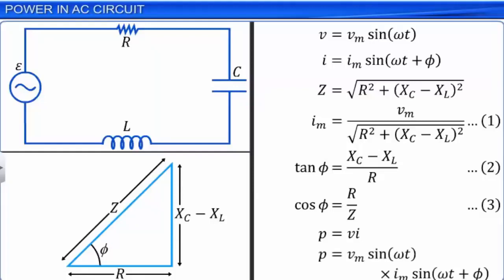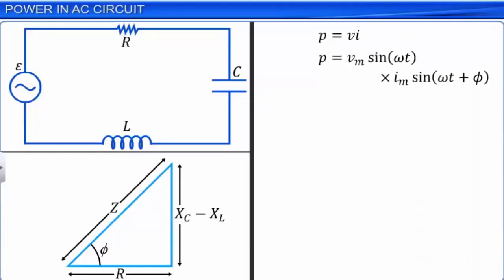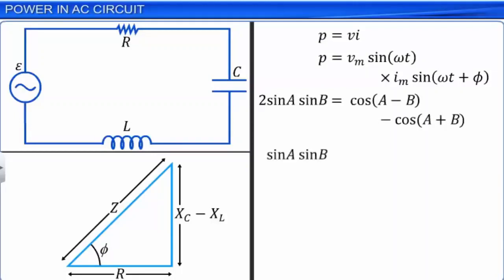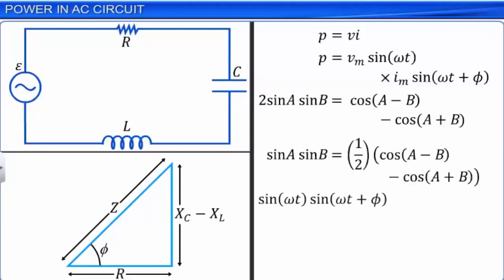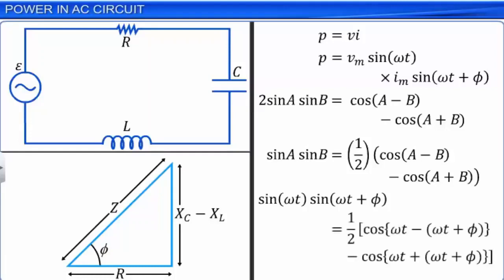Using the trigonometric identity, 2 sin A sin B is equal to cos(A minus B) minus cos(A plus B), or sin A sin B is equal to half of cos(A minus B) minus cos(A plus B). We get sin omega t into sin(omega t plus phi) is equal to half into cos(omega t minus (omega t plus phi)) minus cos(omega t plus (omega t plus phi)).